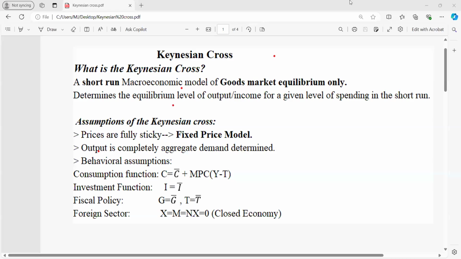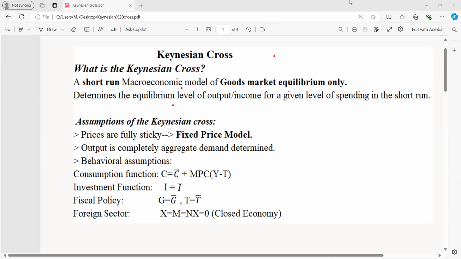The Keynesian cross is a short-term macroeconomic model of goods market equilibrium only, where it allows us to determine the equilibrium level of output or income for a given level of spending in the short term. Now, certain key assumptions of the Keynesian cross include, number one, the prices are fully sticky, which means that they're not going to change in the short run. So this is a fixed price.